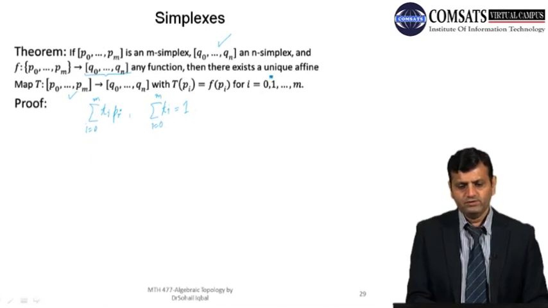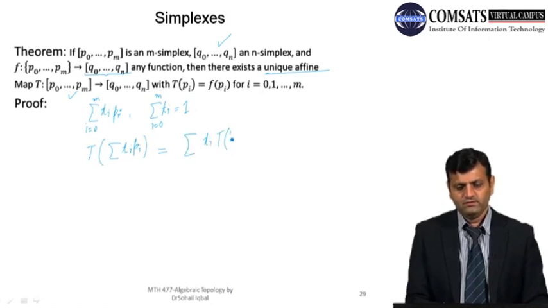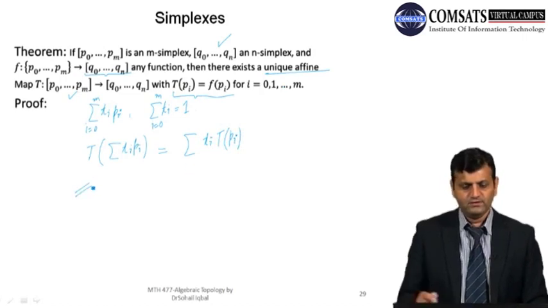So there is a unique affine transformation. T when applied on the sum of ti Pi, according to the definition, should be equal to the summation of ti T(Pi). So these images are unique, and so this transformation is unique. So this is the end of the result.